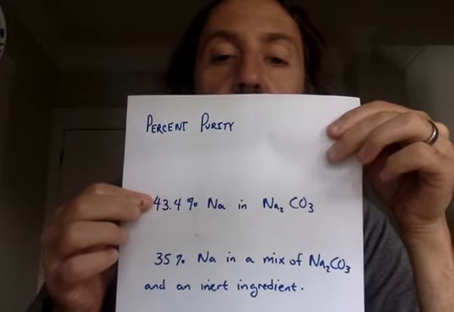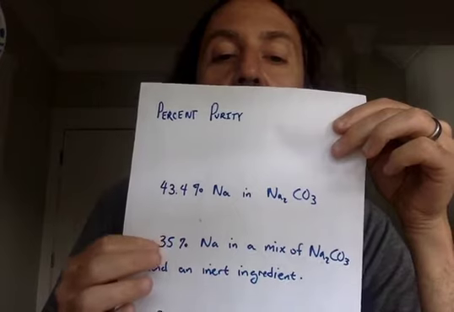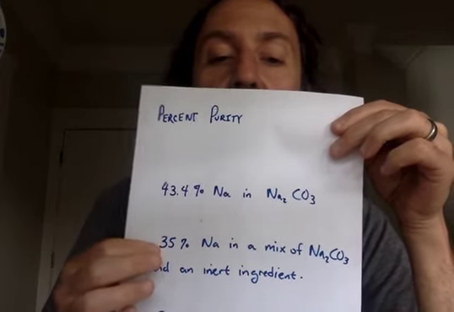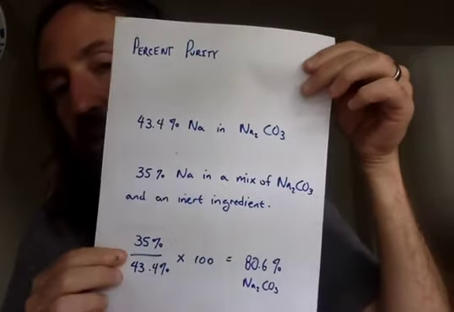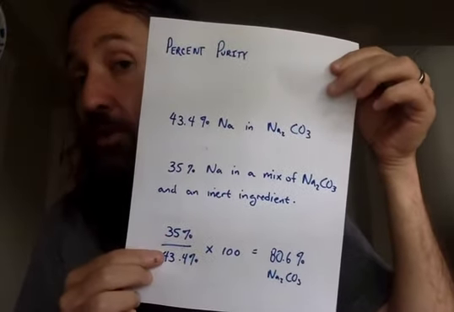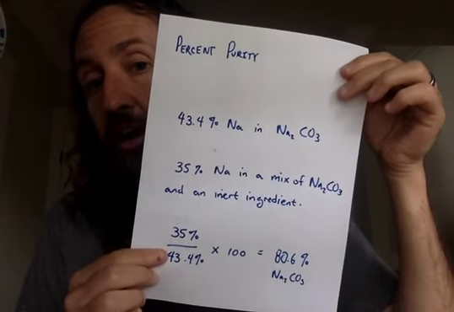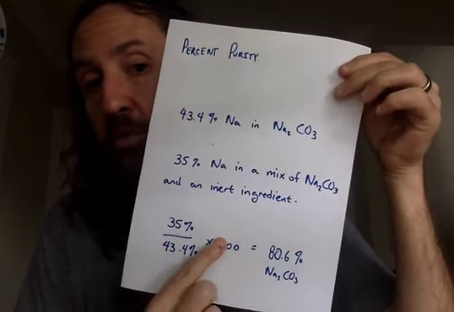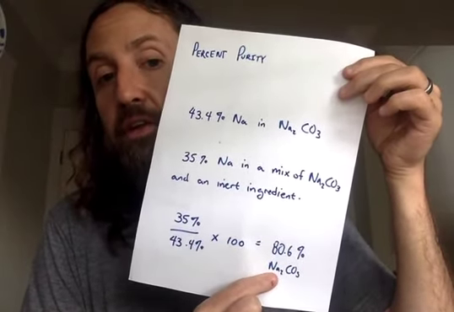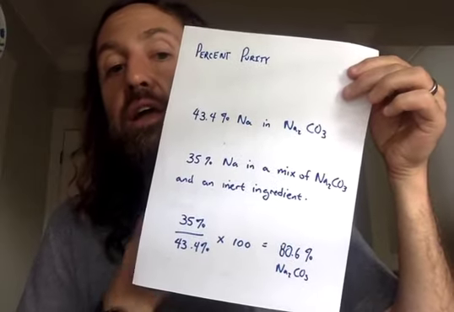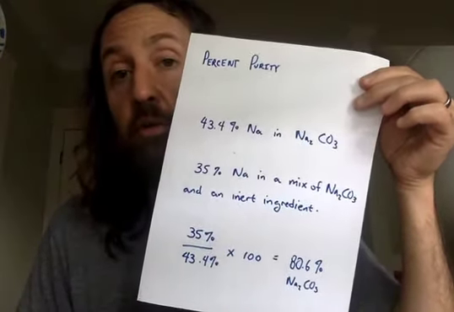Okay? So what you've got here, as long as you know that if it's 100%, it's supposed to be 43.4, but when we measure it, and it would be 35%, well, what we can do is take that 35 over the 43, which would be 100% pure. So 35 divided by that 43.4 times 100, this is 80.6% sodium carbonate and 19.4% of whatever the filler was.